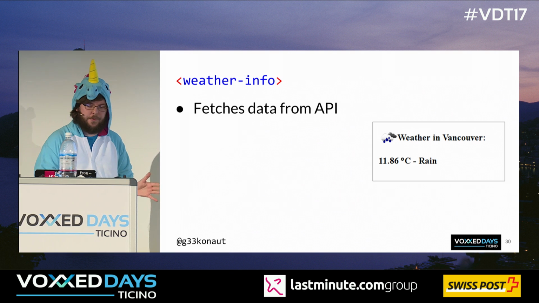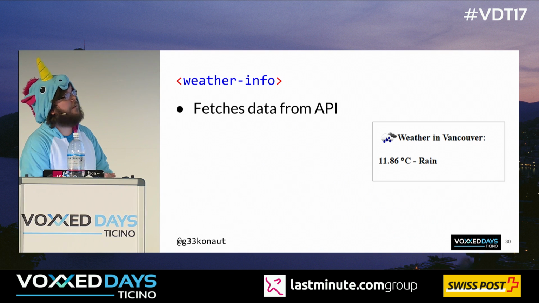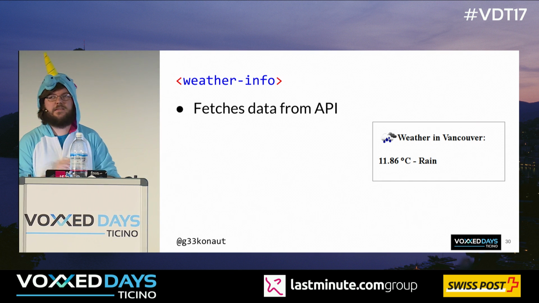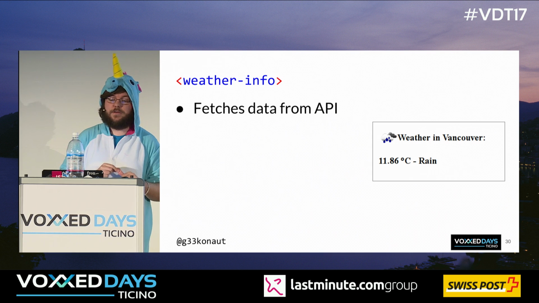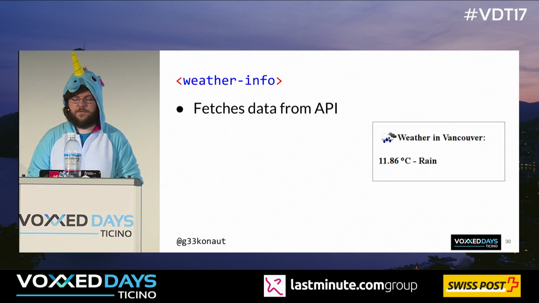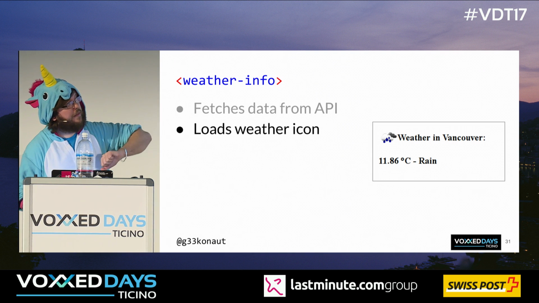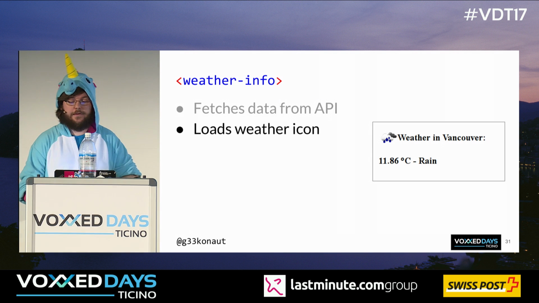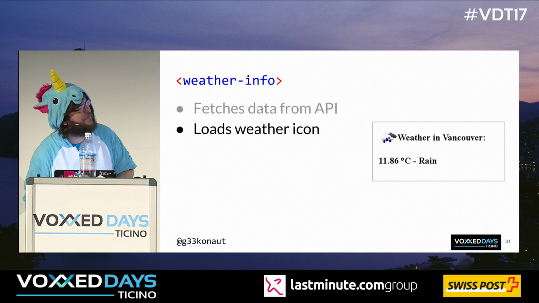And now we build a component. Let's do that. We're going to build a component called weather-info. There's an OpenWeatherMap API that we can call to get weather information, so it fetches this data from the API. I load a little icon that I get from the API as well, so that we have the little rainy icon there. 11 degrees in rain, that sounds great.